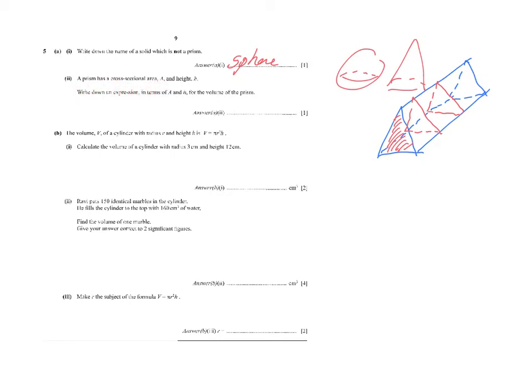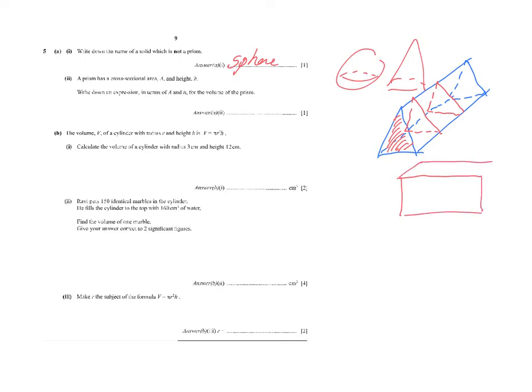We continue. A prism has a cross-sectional area of A, so that's A, and a height of h. Write down an expression in terms of A and h for the volume. So to find the volume of prisms, you take the cross-sectional area and you multiply it by the height. Like for instance you have done with cubes and cuboids.